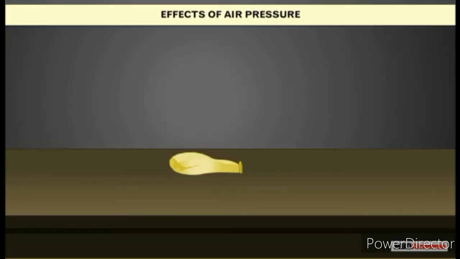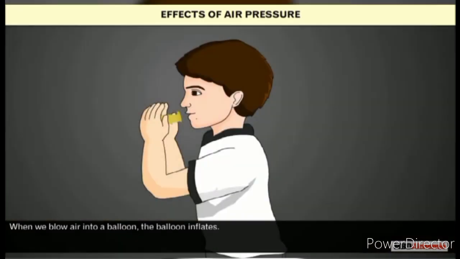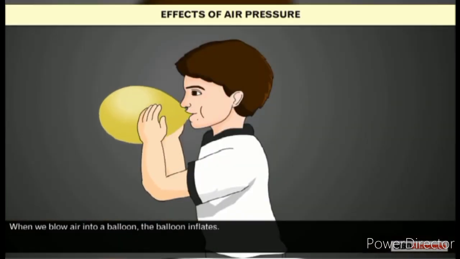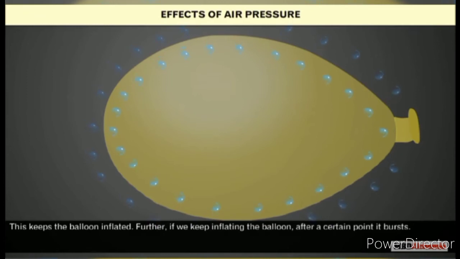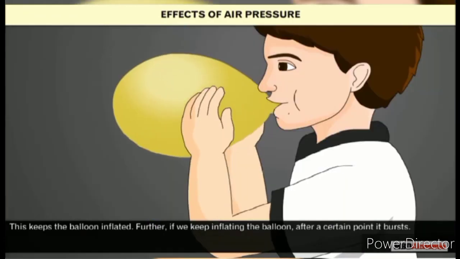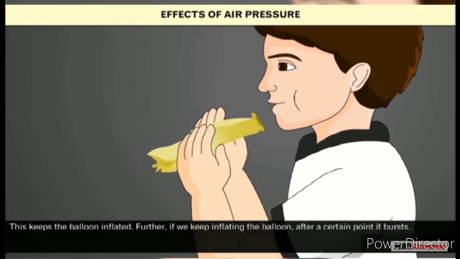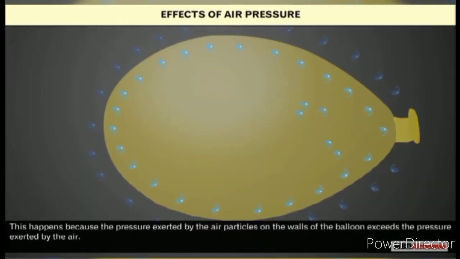Effects of air pressure. Let us perform an activity to understand the effect of air pressure. When we blow air into a balloon, the balloon inflates. The pressure in the balloon is maintained due to the collisions of the air molecules on the inner walls of the balloon. This keeps the balloon inflated. Further, if we keep inflating the balloon, after a certain point it bursts. This happens because the pressure exerted by the air particles on the walls of the balloon exceeds the pressure exerted by the air.